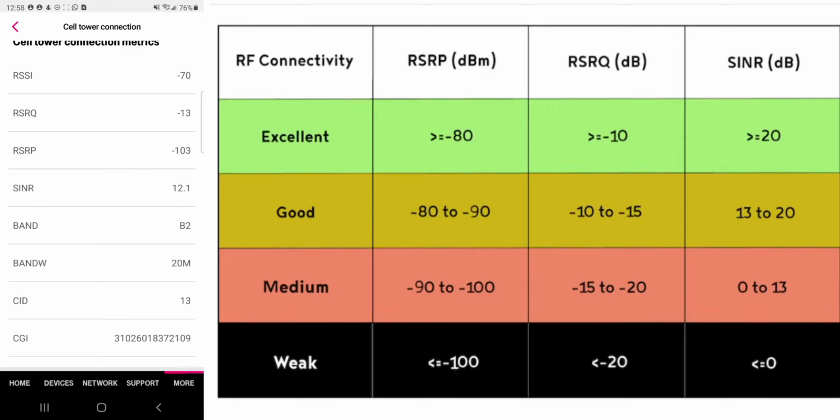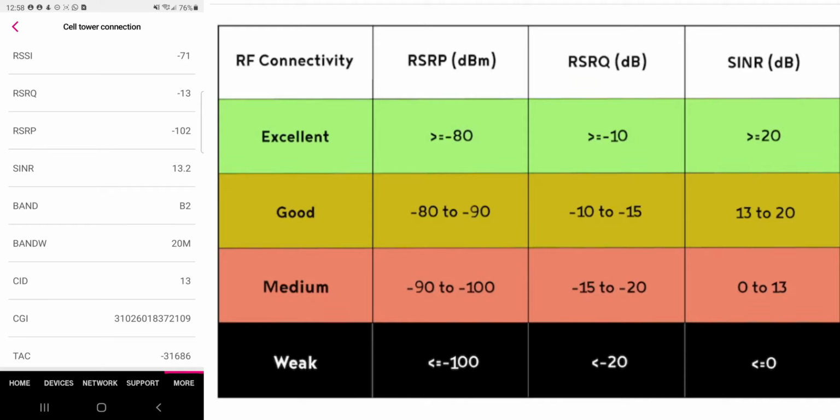And if you go all the way down, as you can see there, negative 80, negative 90, negative 90 to 100, and anything over negative 100 is considered weak. So mine's actually showing negative 102, which is considered weak, and that's something I can definitely reposition and couldn't hurt, in my opinion. So that's something I'll probably play with a little bit later.